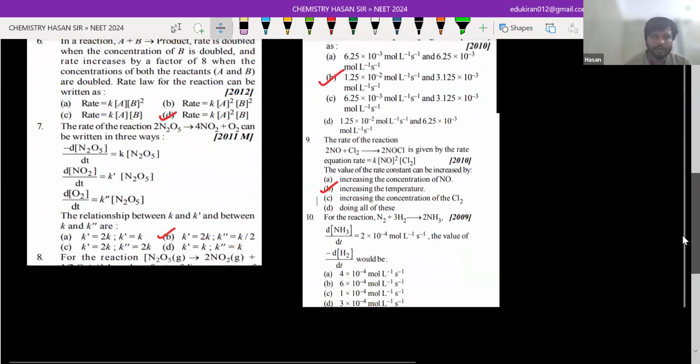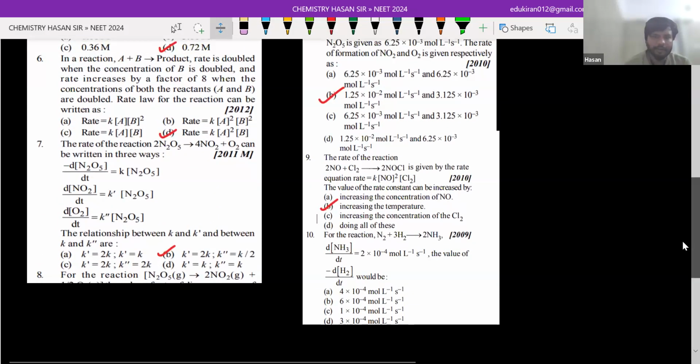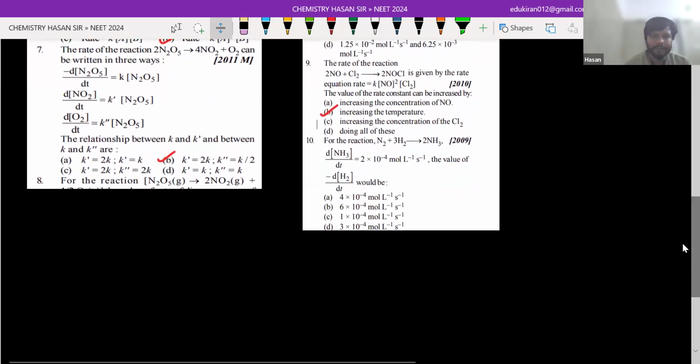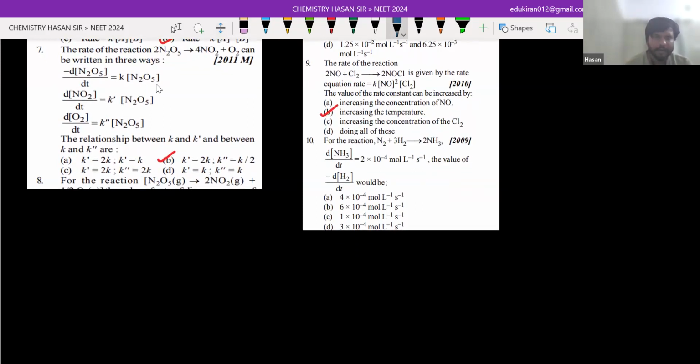Then you are going to see the seventh one. So see, very simple it is. First of all, what we need to do is write the rate of reaction in terms of stoichiometric coefficient for this half of, you know that N2O5, d of N2O5. Basically, we can write divided by dt. That will be equal to plus 1 by 4 d of 4NO2. That means NO2 divided by dt.